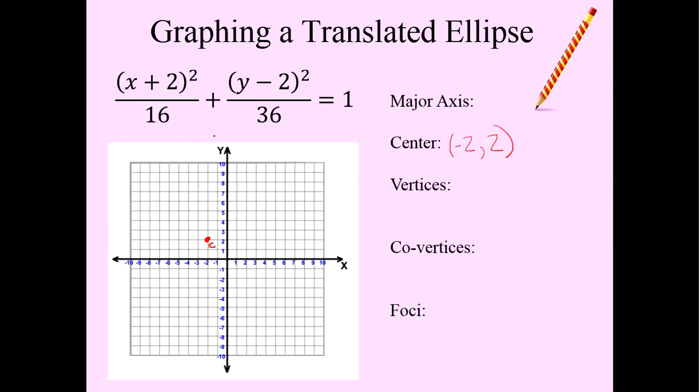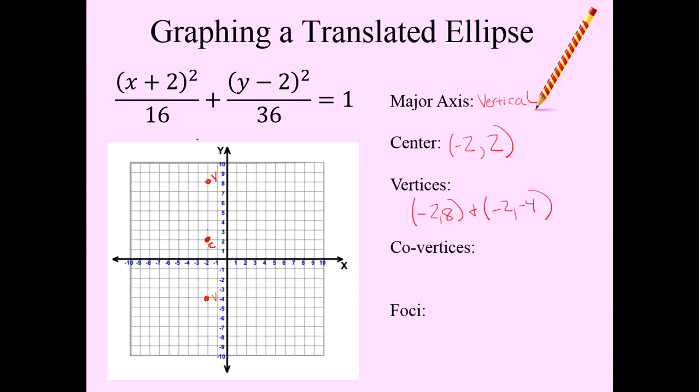Now, same thing counts. Bigger number under the y. So I am going to have a vertical ellipse again, okay? My vertices, that's going to be 6 away from our center. So I'm going to count 6 up. 1, 2, 3, 4, 5, 6. Put a dot. That's one of my vertices. And then put 6 down. 1, 2, 3, 4, 5, 6. That's another one of my vertices. So my two vertices are at negative 2, 8 and negative 2, negative 4.